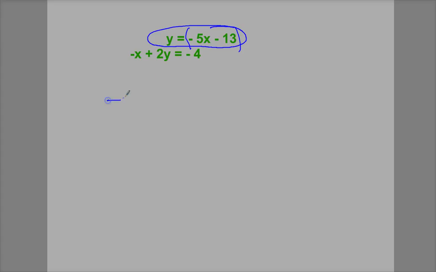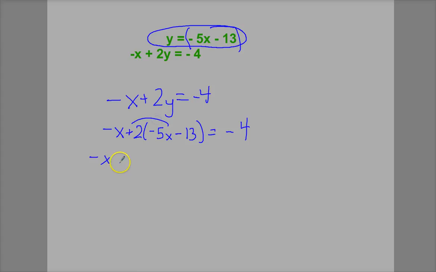And it's important for me to do the parentheses here because you'll see that 2 is multiplied by y, which means I need to treat it as if 2 is being multiplied by that entire term. You can't just do 2 times negative 5x and not care for the 13. It's part of it. No term left behind, I guess. So negative x minus 10x minus 26.